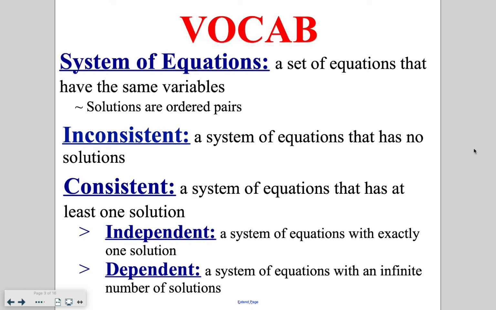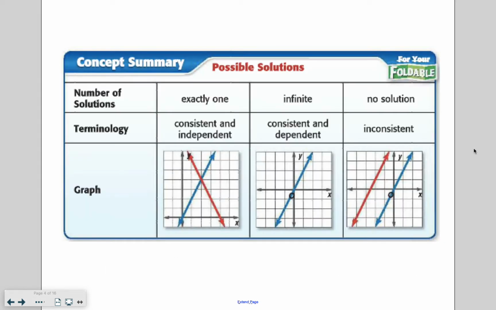Under that, there are two different types. There are the independent systems that have exactly one solution, so the two lines will only crisscross over each other once, or dependent, where the system is going to cross infinite times, so where the points over and over keep intersecting with each other. So what does that actually look like?